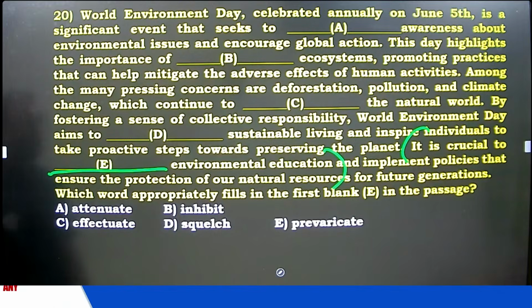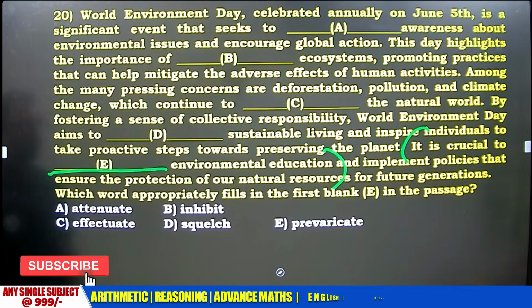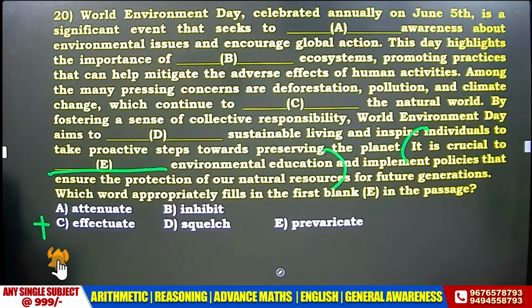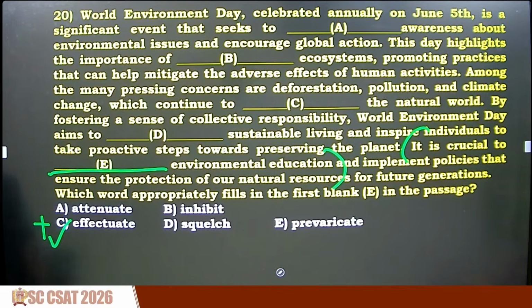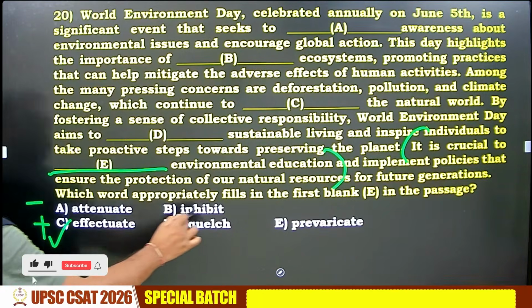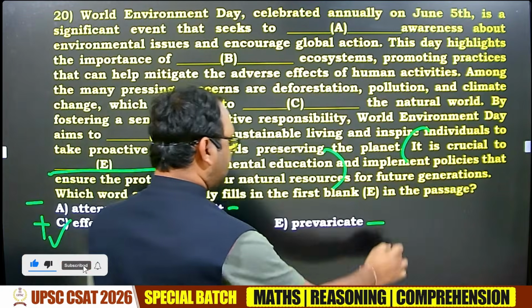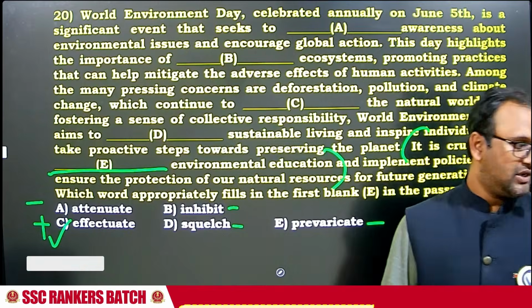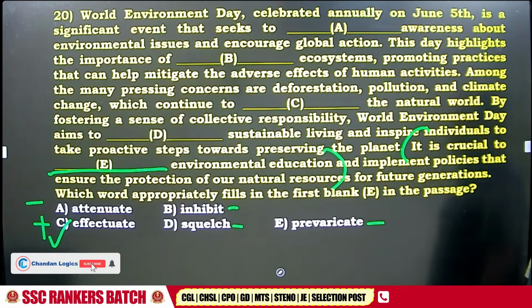Out of the options that you see here, only one option is positive, guys. That is effectuate, the only positive option. So naturally that is the answer. Remaining options are negative, negative, negative, negative.